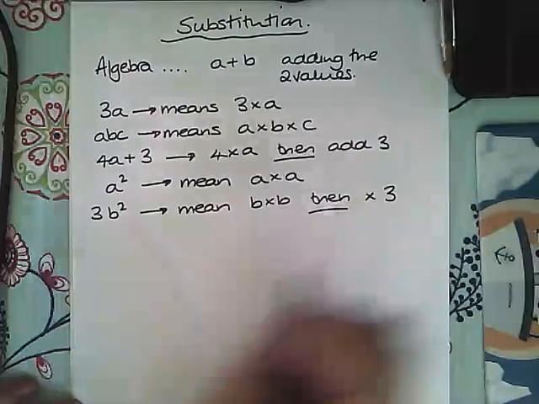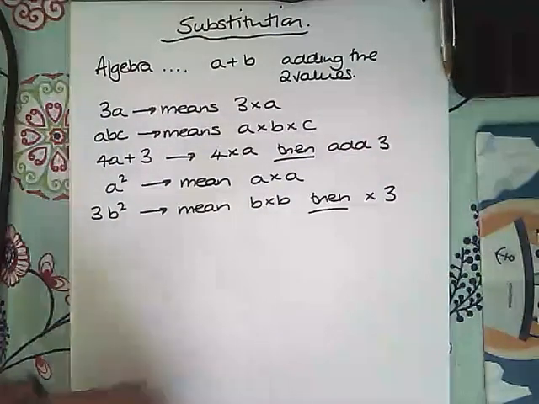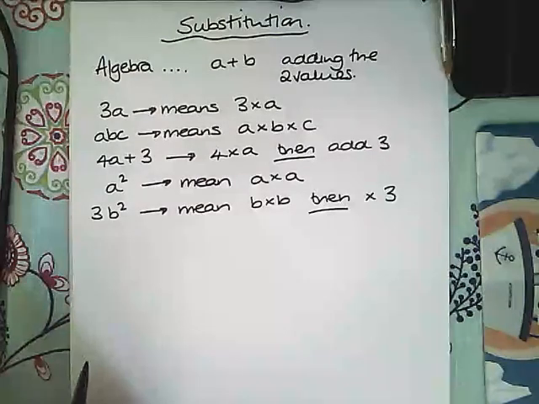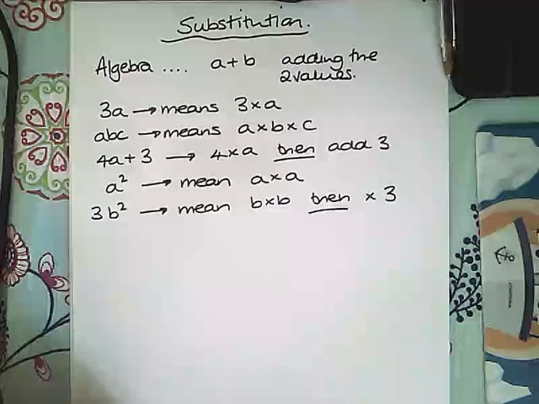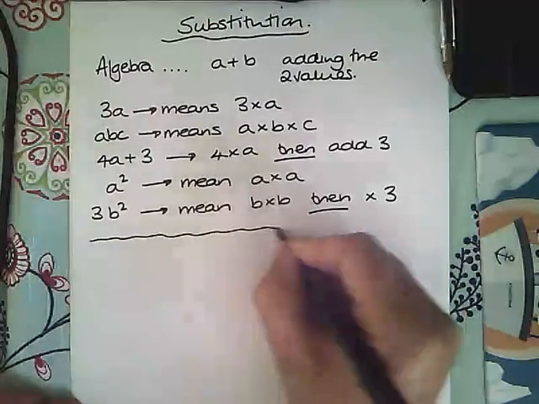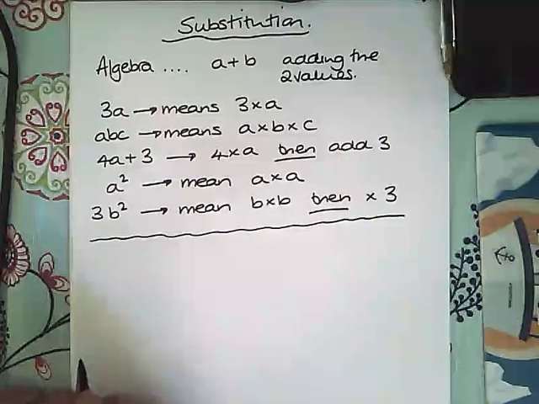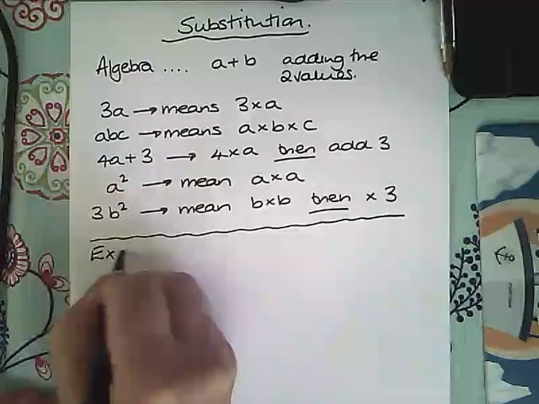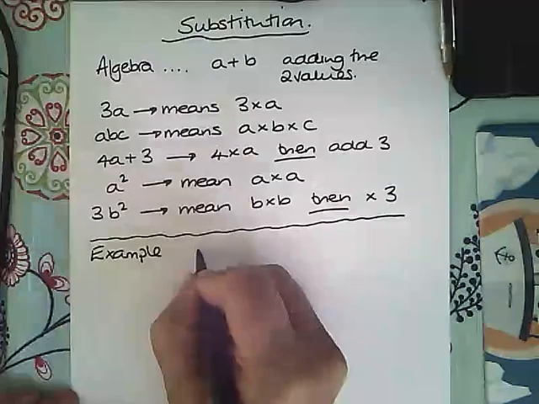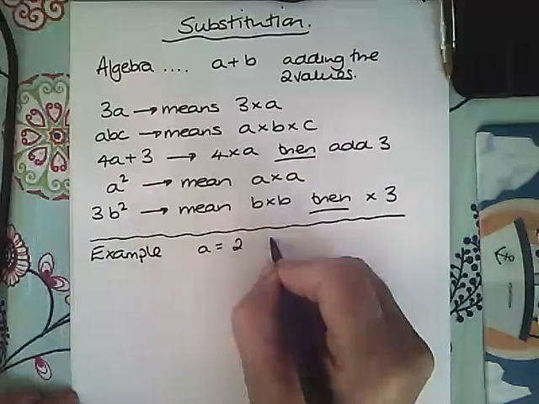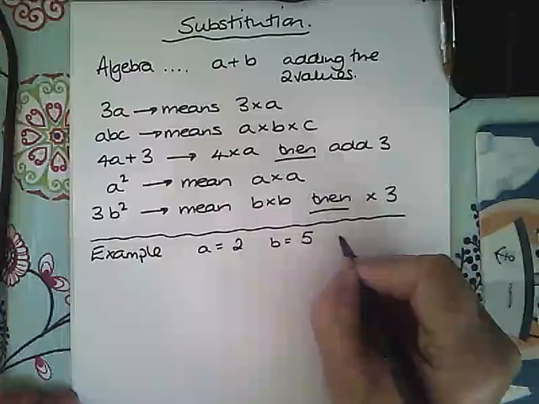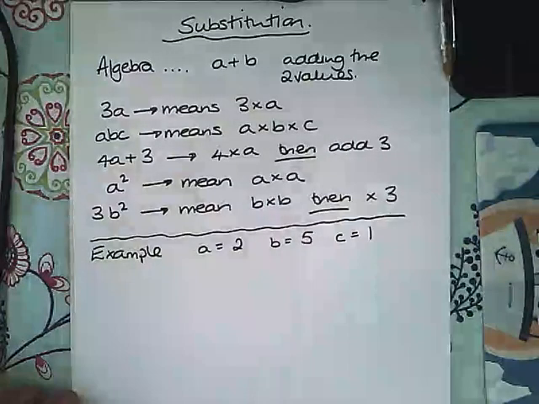by 3. Okay, so substitution is exactly like when you have a football match and you bring one player off for another player to come on. So when we're going to substitute, we are going to substitute a number instead of a letter, and you will be given the values of the letters in the question. So let's have a look at this example where a is equal to 2, b is equal to 5 and c is equal to 1.